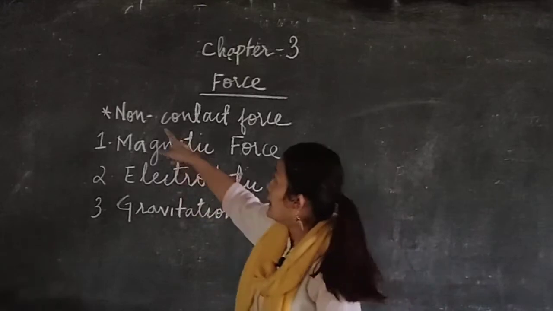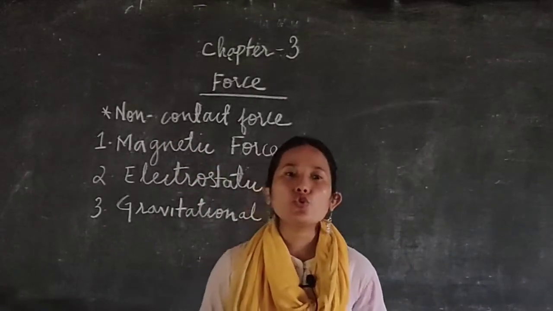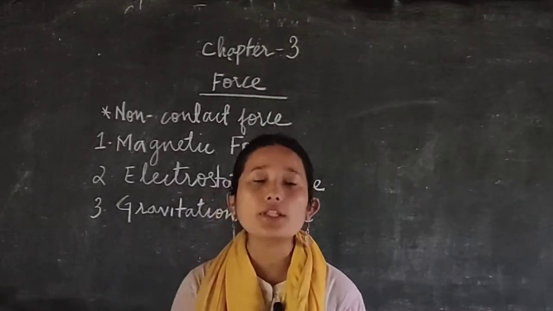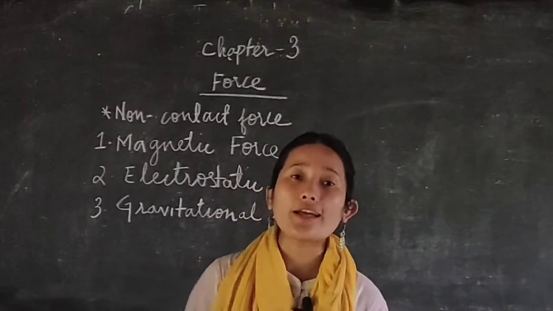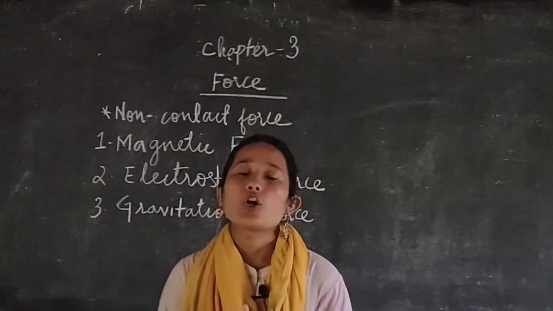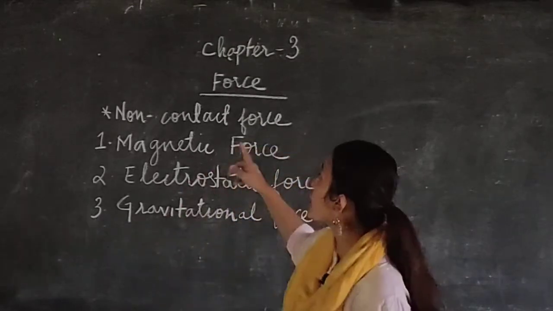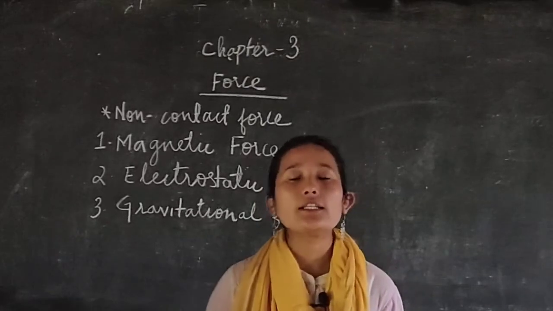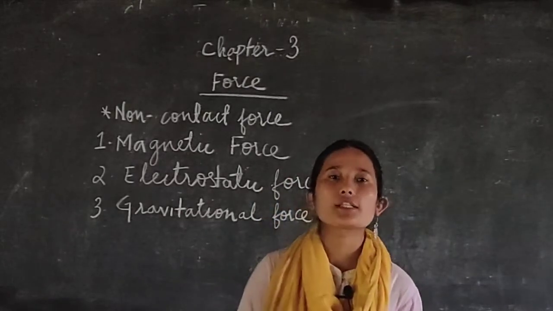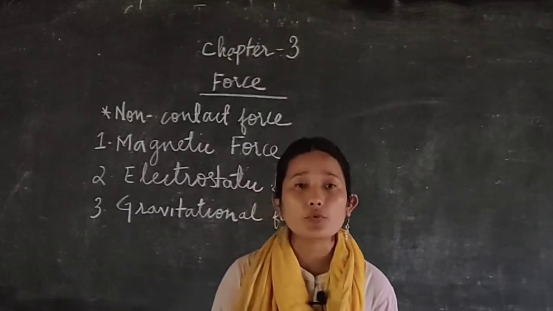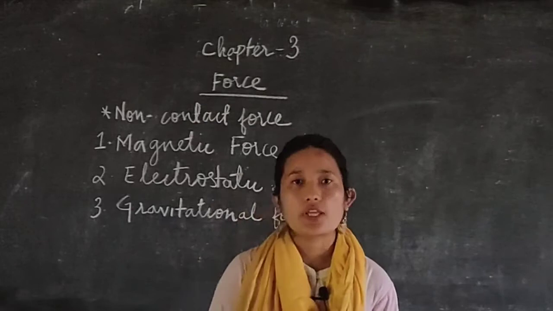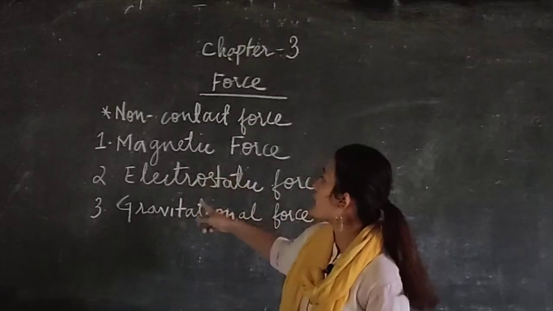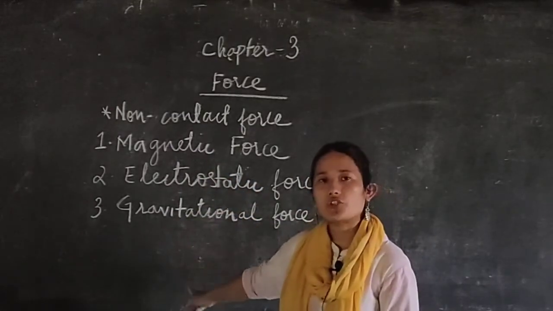Okay, the name itself suggests that the two objects between which the force is being exerted are not in direct contact with each other. In the case of contact force, two objects were in direct contact, but in the case of non-contact force, they are not. So force exerted when objects are not in direct contact with each other is known as non-contact force. It can be divided into three types: magnetic force, electrostatic force and gravitational force.